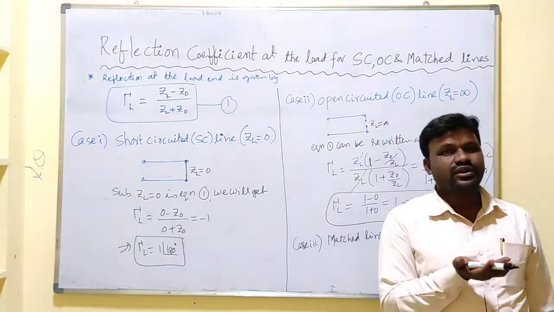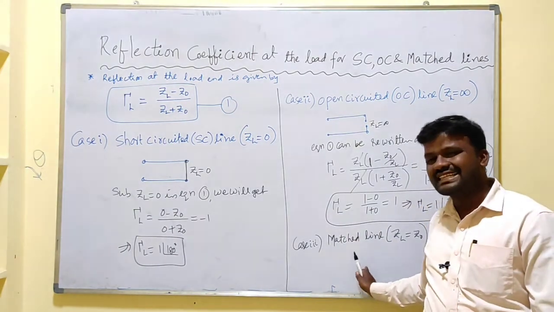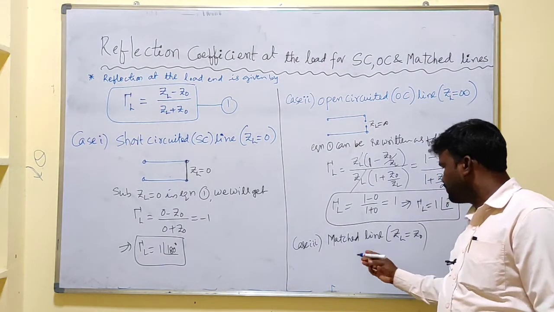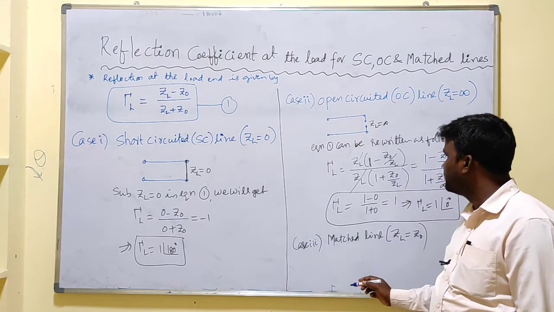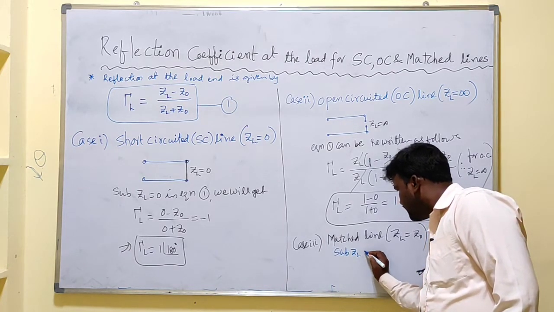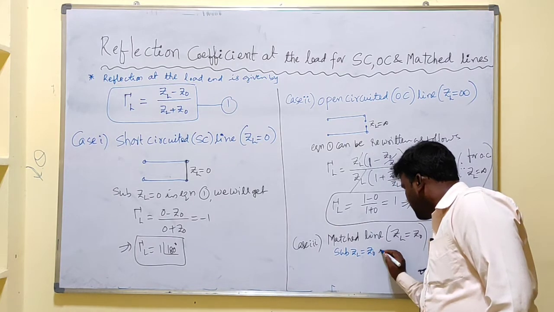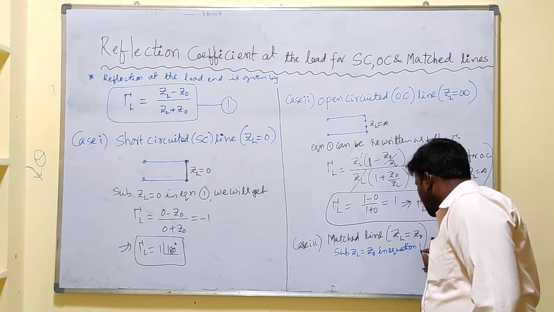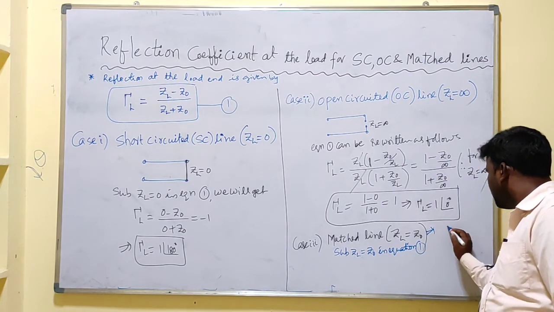Matching means what? There is no reflection. Means what? We need to get, in this case, reflection coefficient as 0. Substitute ZL equal to Z naught in equation 1. For this case, we can draw a diagram like this.